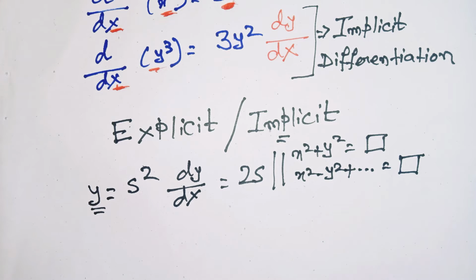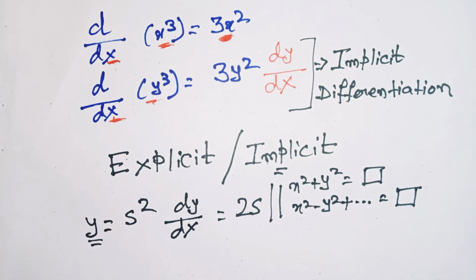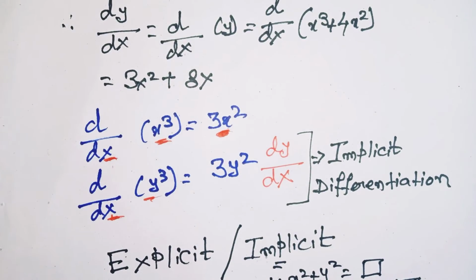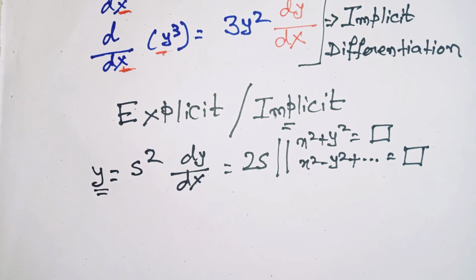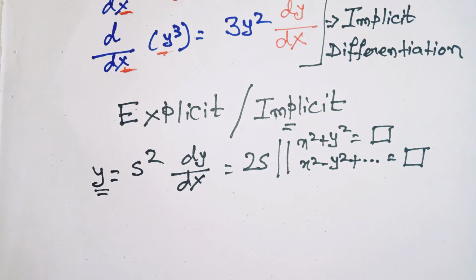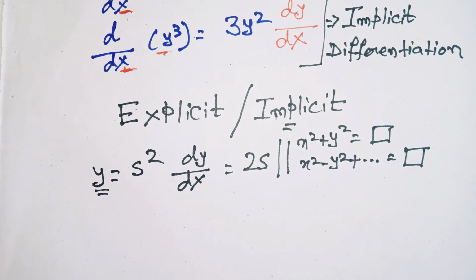So here what you see is that this is a kind of implicit differentiation. Explicit means where the value of y is given. We will see further examples where the value of y is given. But in this case, mostly you will find that y is not given separately. That means the value of y is hidden within that, say x squared plus y squared or something like that. So how do we do that? This is what is called implicit differentiation.